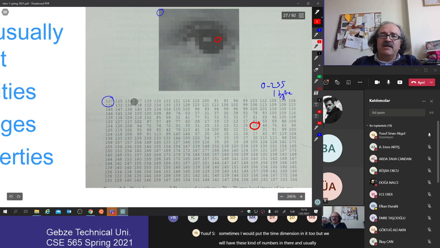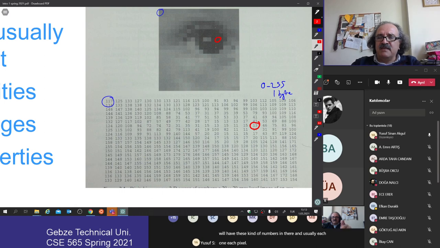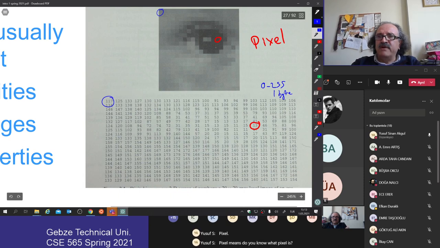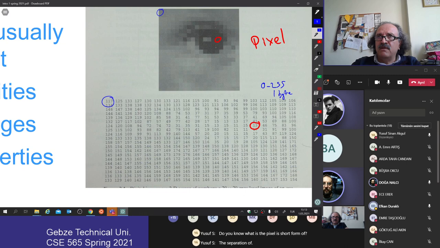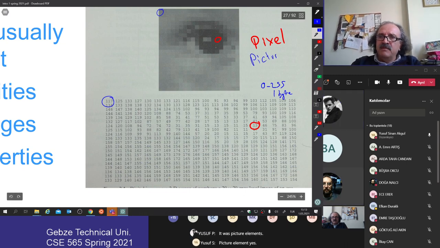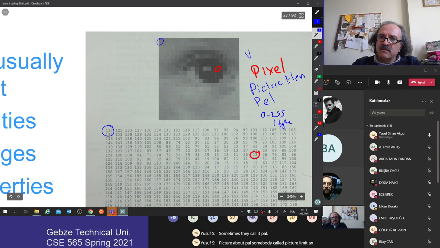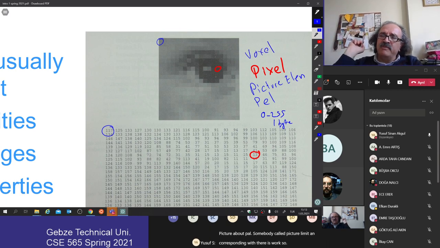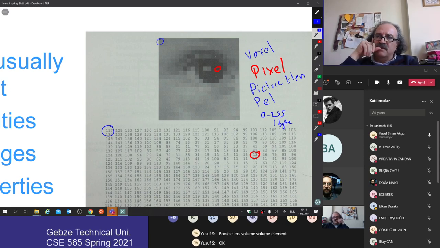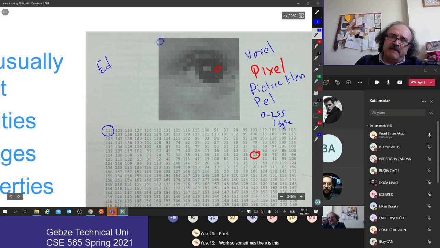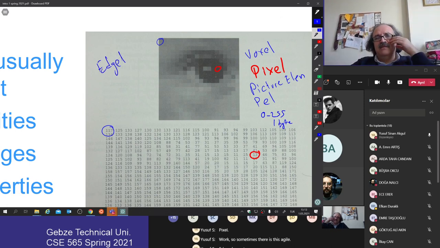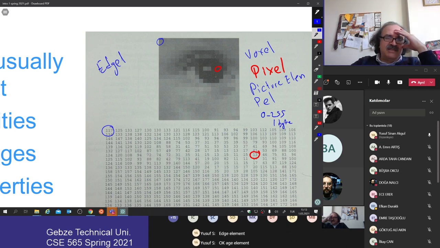And usually each one, each pixel, and each one is called a pixel. Do you know what pixel is short for? It's an abbreviation of? Picture element, yes. Sometimes they call it PEL, picture element. And correspondingly, there is voxel. Voxel is volume element. Pixel, voxel. Sometimes there is this edge element. They made up these kinds of terminologies.